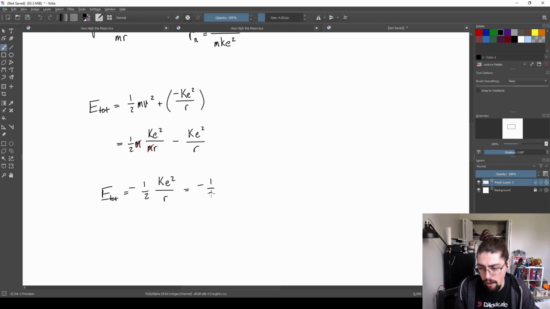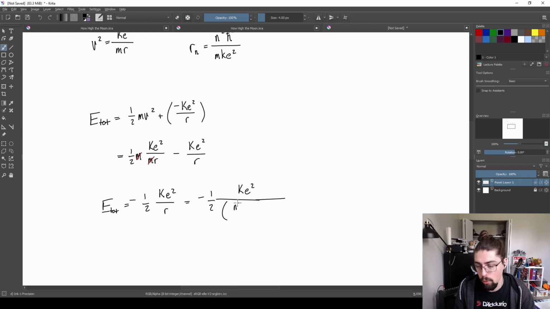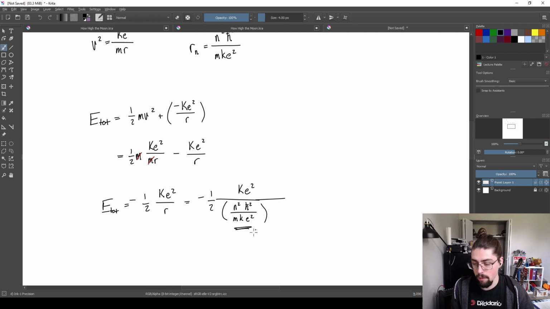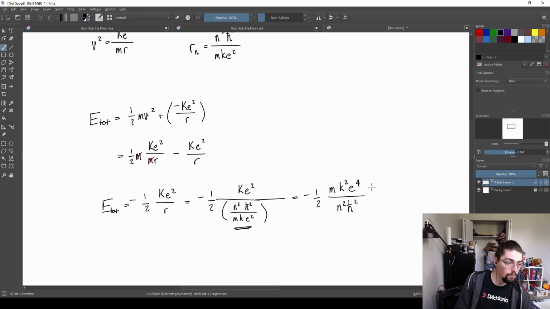We're going to say negative 1/2 k e squared divided by, and let me do this in a parenthesis, this mess, n squared h bar squared divided by m k e squared. Yikes. Got a lot of different things going on in this one, but that's all right. So here's what we're going to do. We're just going to flip anything on the bottom here, move it up to the top. Negative 1/2. Now this is going to become m k squared e to the 4th divided by n squared h bar squared.